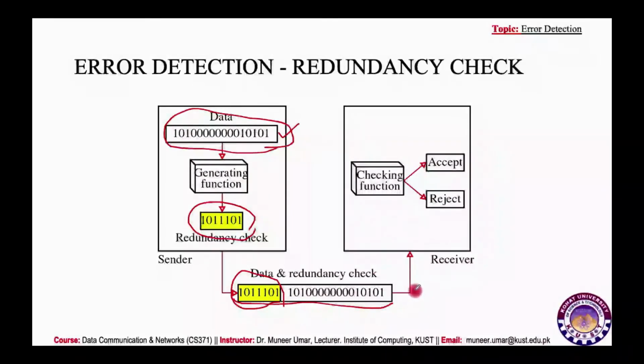At the receiving side, the receiver applies the similar function, and if there is no error in the data as per the process, then it accepts the data, and if there is an error, then that data is rejected by the receiver.